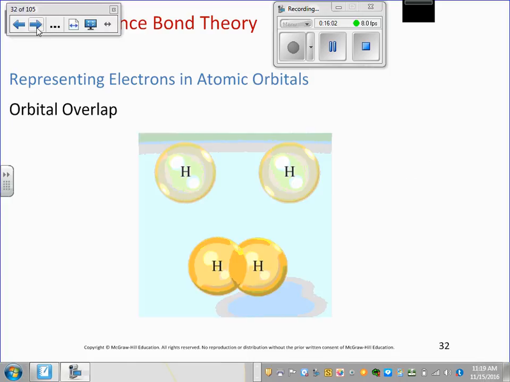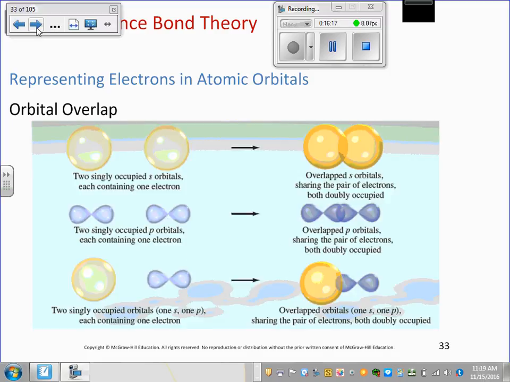Here we see hydrogen atoms coming together, overlapping to form a hydrogen molecule. The hydrogen 1s orbital is spherical, so that's why they draw it as a sphere. There you have an s overlapping with an s. The p orbitals, remember, are dumbbell shaped, so you have a p overlapping with a p. You can also have an s overlap with a p.